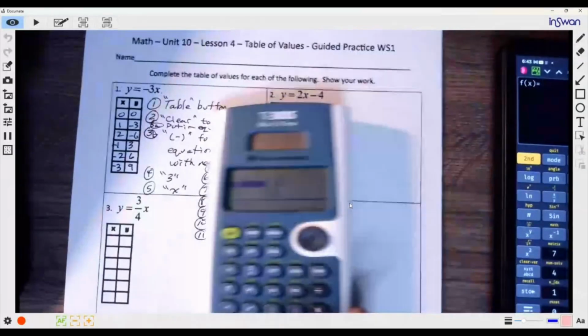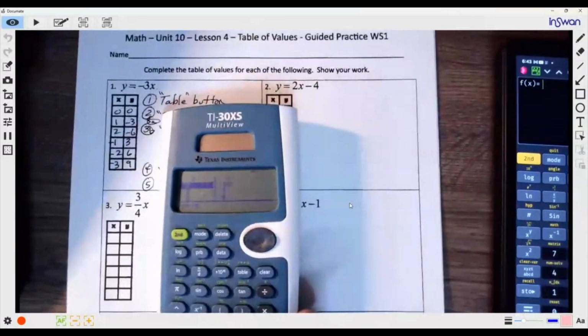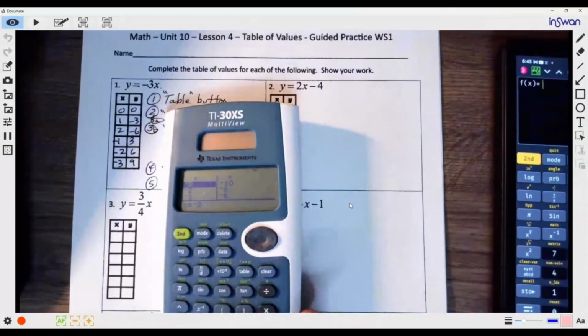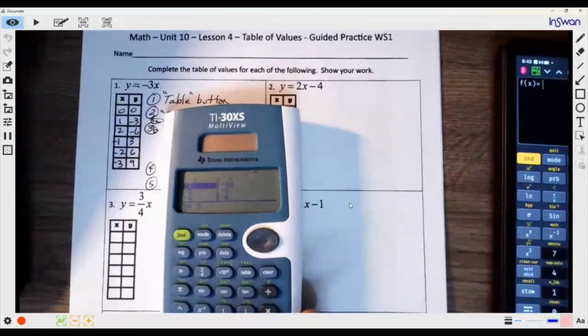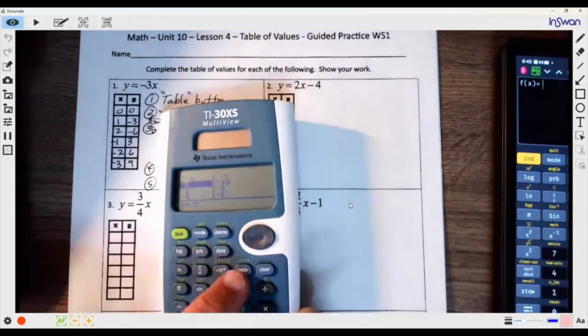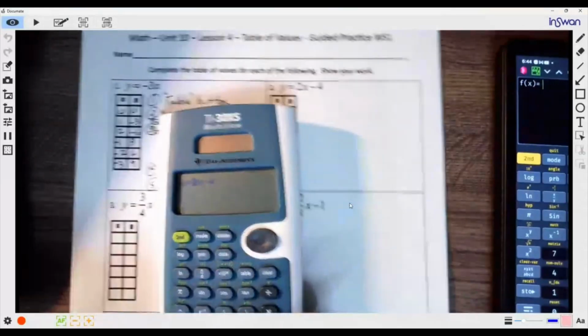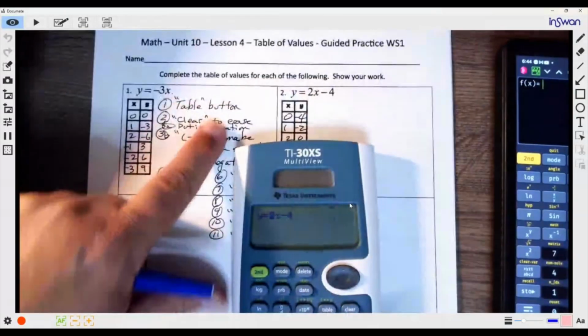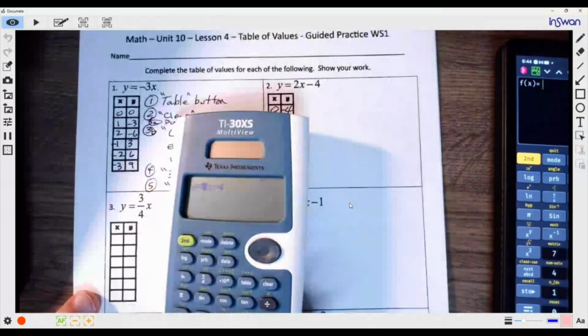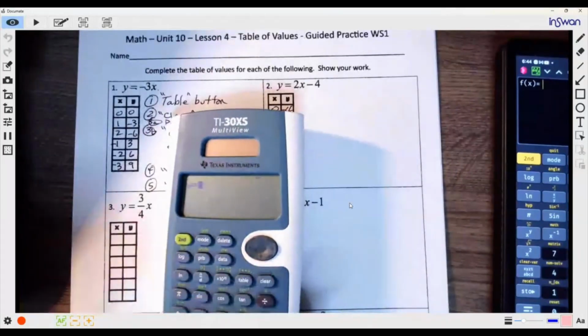All right, let's look at number 3. This time we have a fraction. Well, that's not going to change anything. So we're going to start by hitting table. Step 1, table. We need to clear out the equation that's there, clear button.